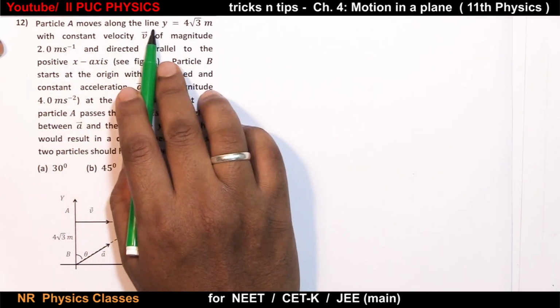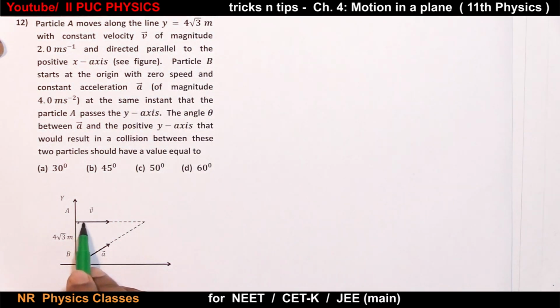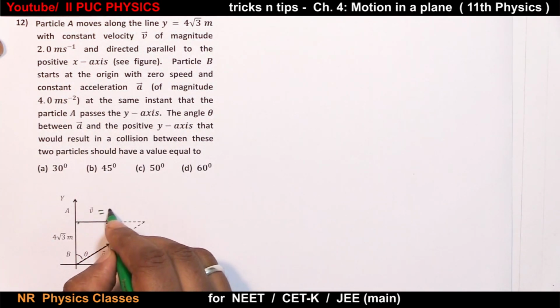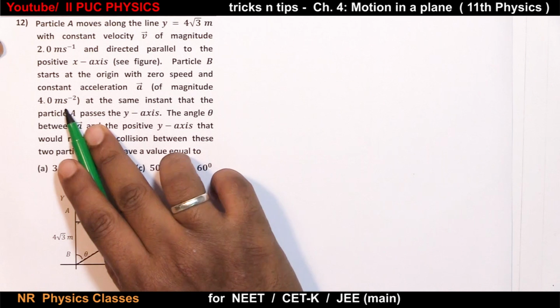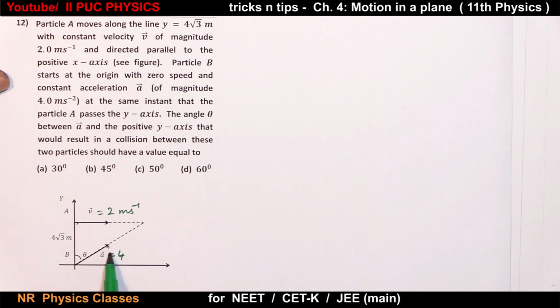A particle A moves along the line y equals 4 root 3. Y is constant, so this is velocity A at a distance 4 root 3 meter. Velocity 20 meter per second. This is 2 meter per second. Acceleration is 4. This is the acceleration. Let us consider the x component of the acceleration. This component is away from theta, so it is 4 sine theta, and the y component is 4 cos theta. Okay, fine.